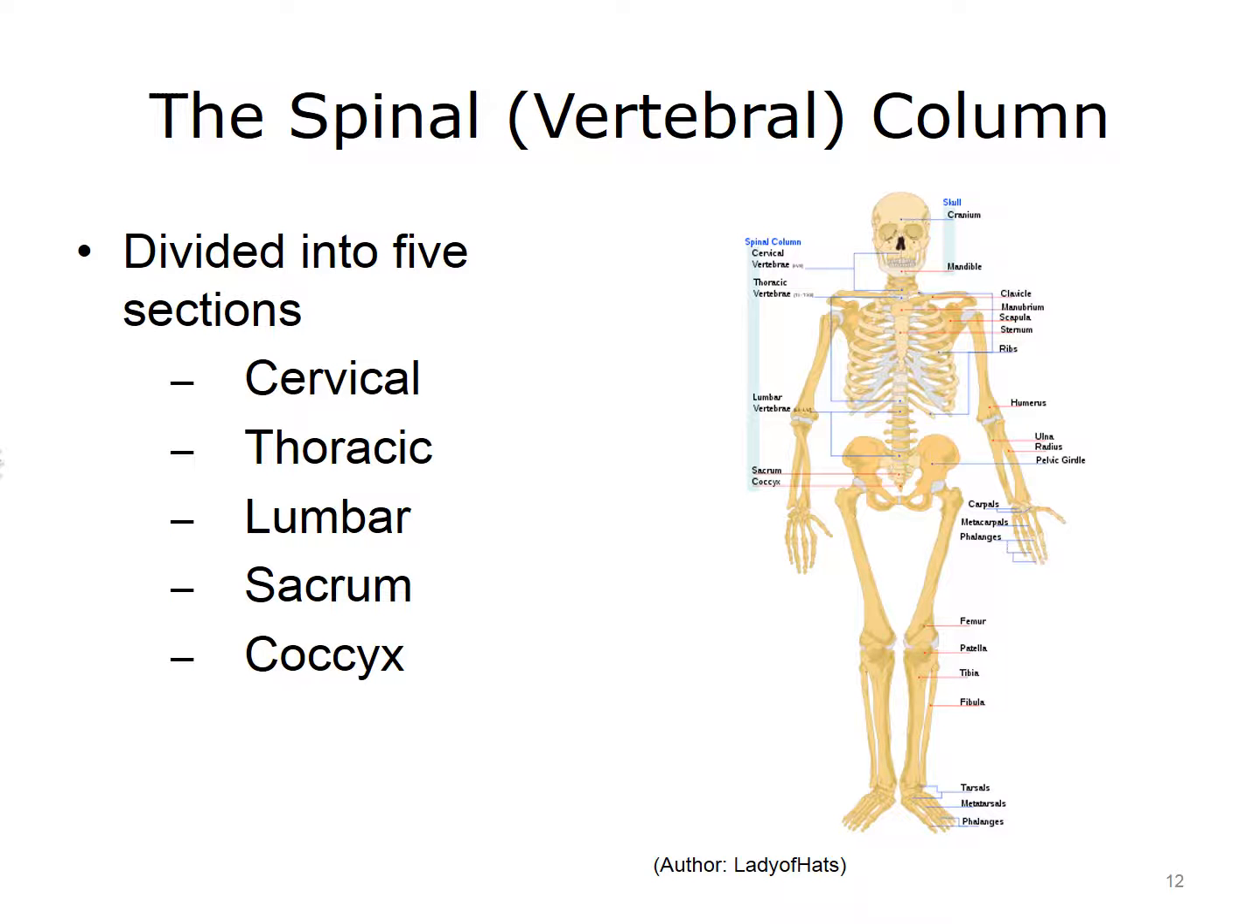Now let's look at the various components of the skeleton. The spine, or backbone, is a vertical column of bones. It supports the weight of the head, neck, and trunk of the body, and protects the spinal cord.